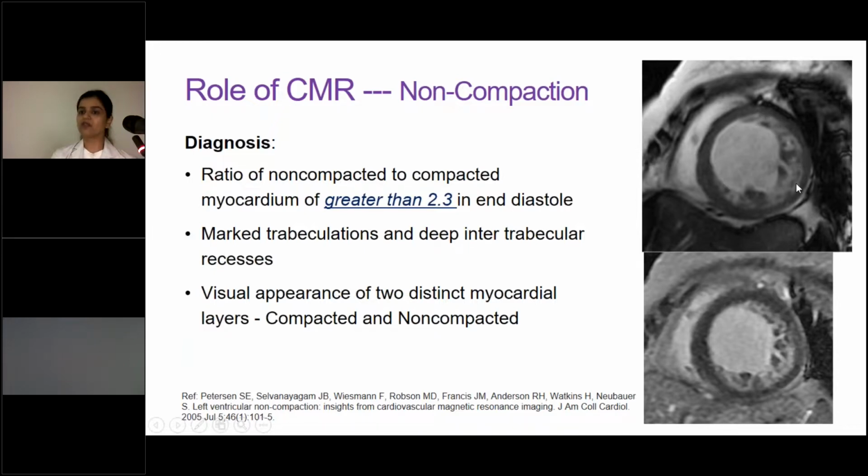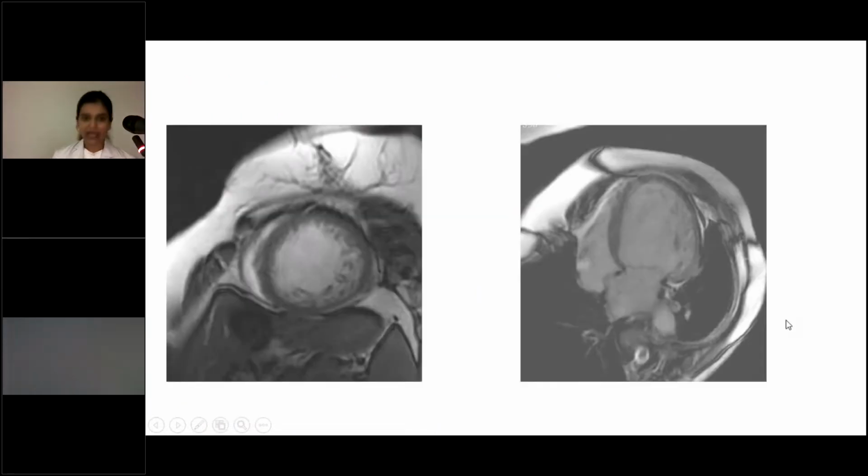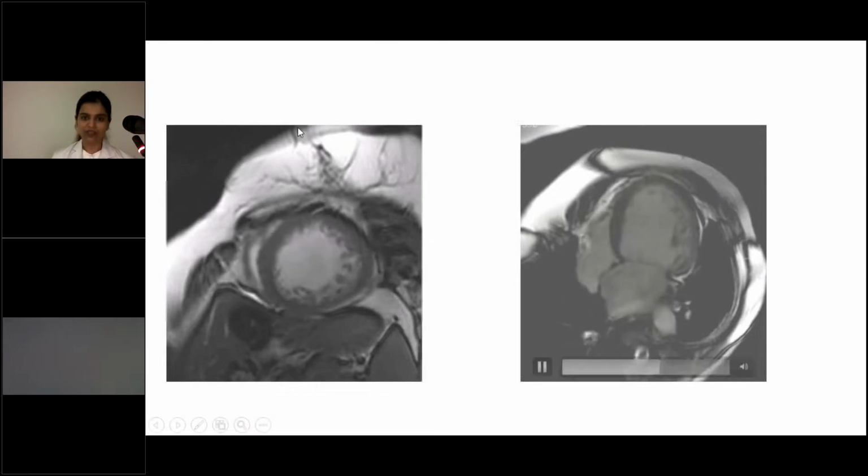There is appearance of two distinct myocardial layers, the non-compacted layer and the compacted layer of the myocardium along the free wall of the left ventricle, with a thickened non-compacted layer which definitely has a ratio of more than 2.3 times of the compacted layer. And these are the cine sequences of the same patient.